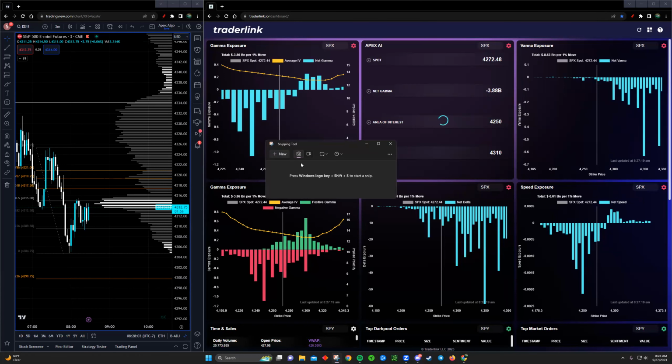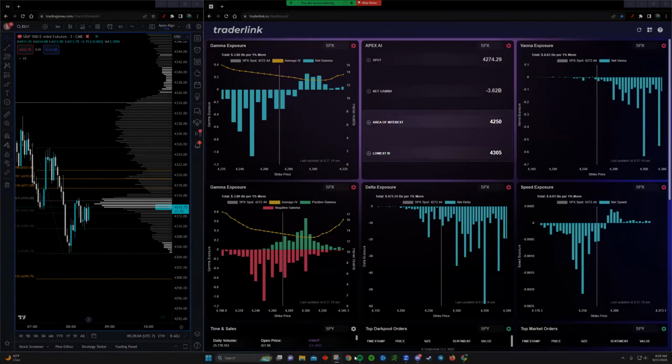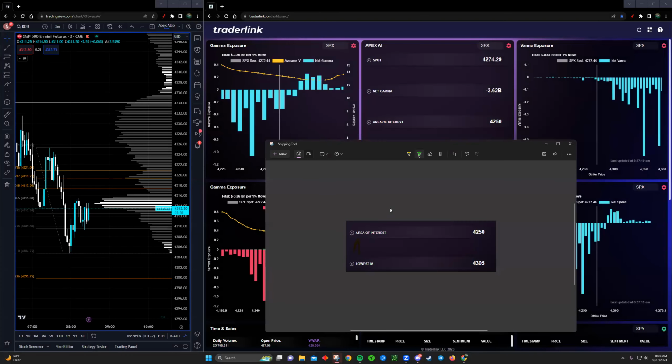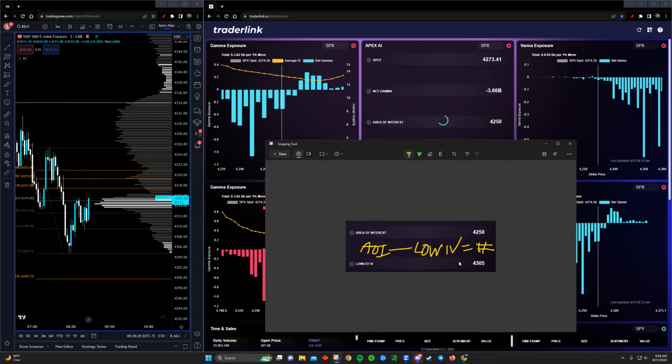So like this, you take AOI. Oh, I'm on the highlighter one. AOI minus low IV. Oh wait, I just drew an I. Whoops. And then you get a number. Then you take AOI minus that number equals hedging change. So that's your formula.